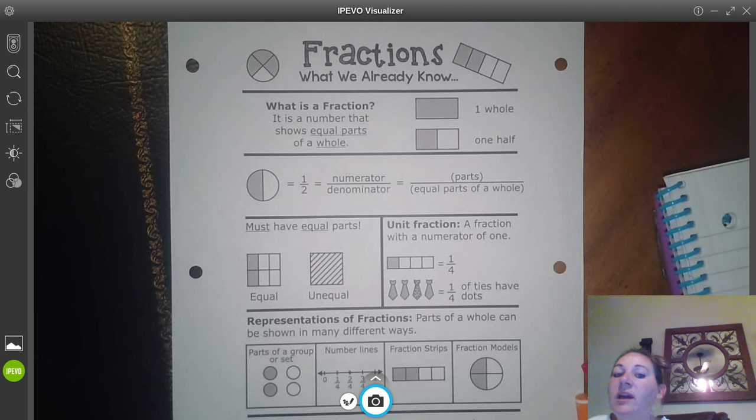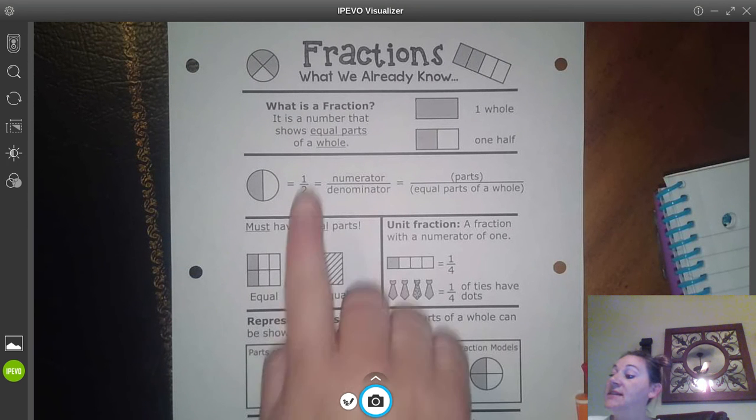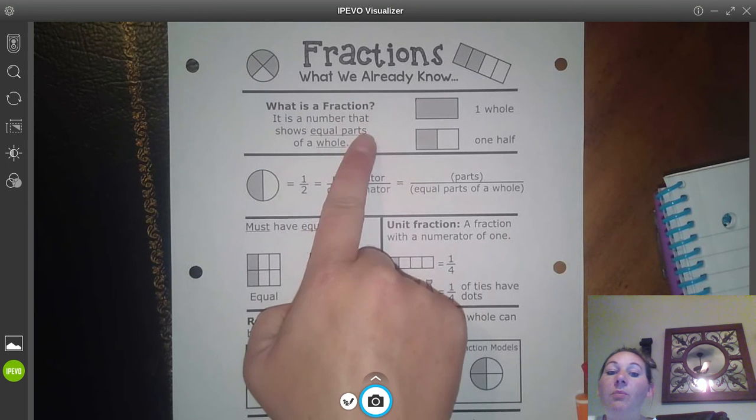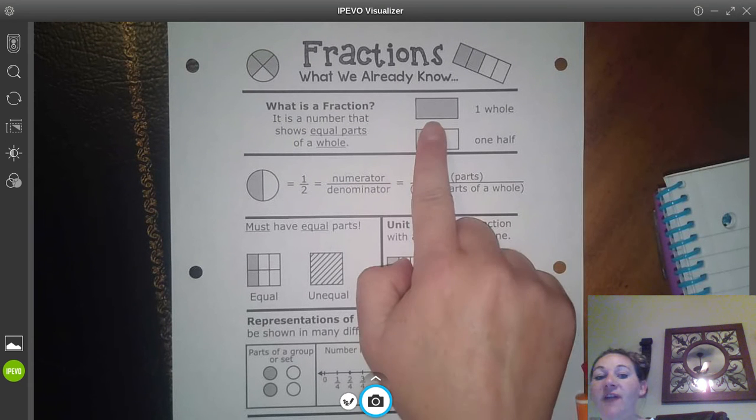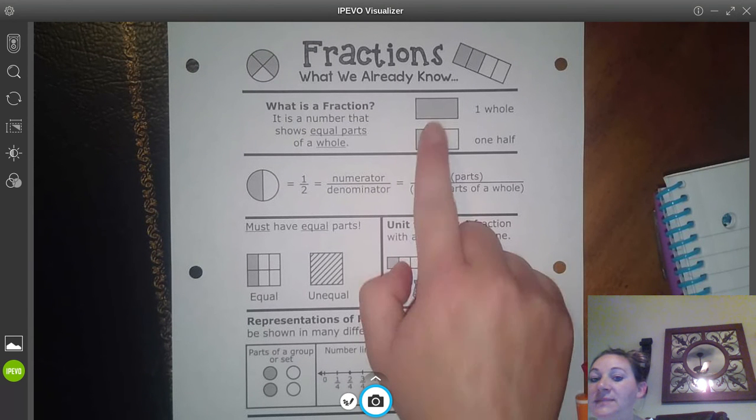This week, we're going to be talking about fractions. So today I want to talk about what we already know. What is a fraction? It is a number that shows equal parts of a whole. We're going to revisit that here in a minute. So if I have my whole, I can split it into two equal parts and call that a half.